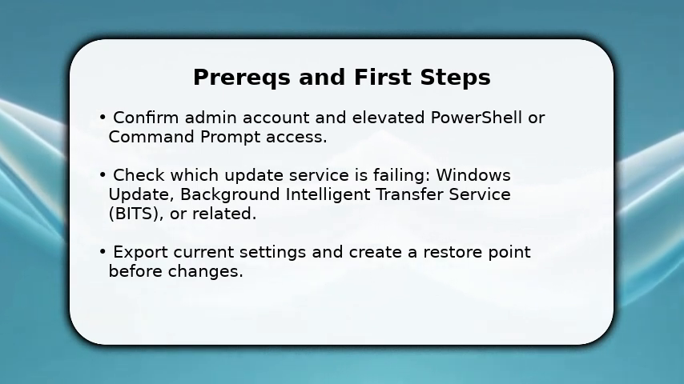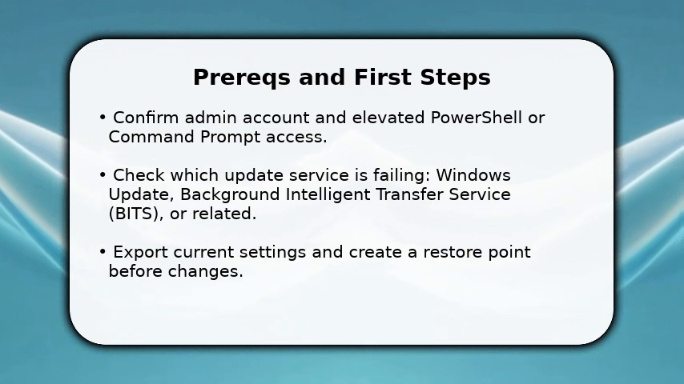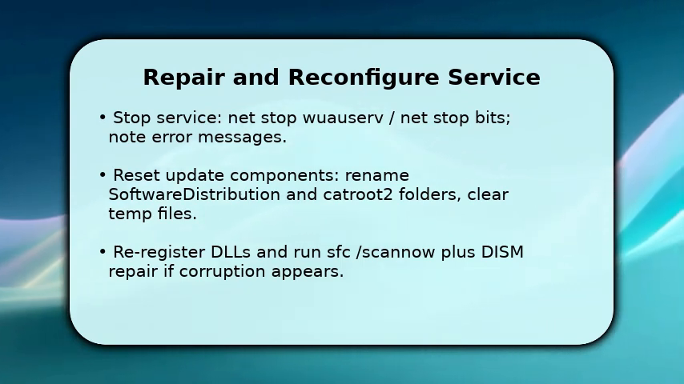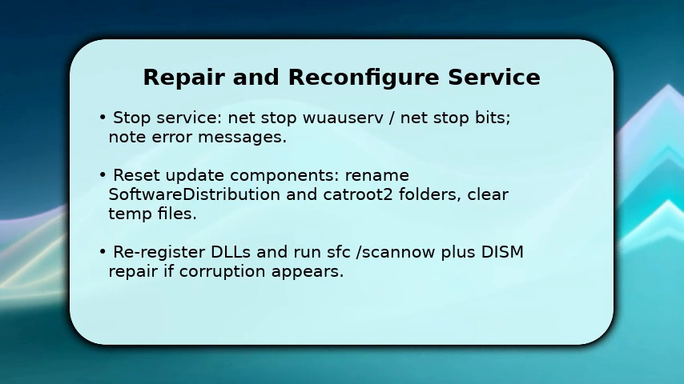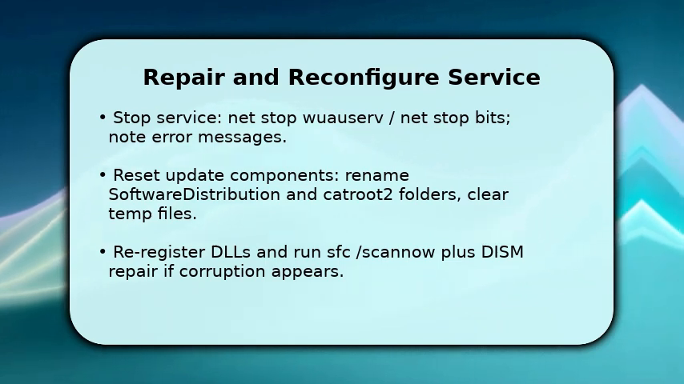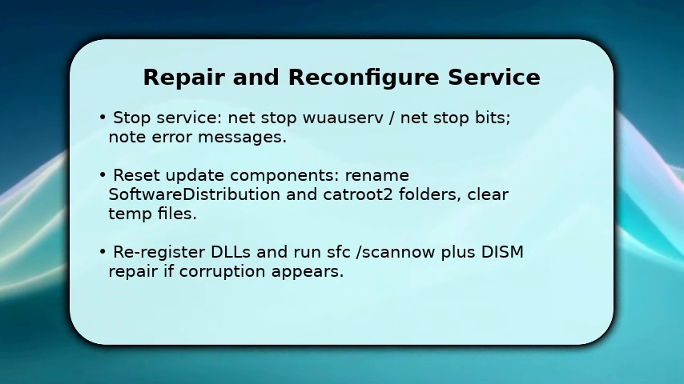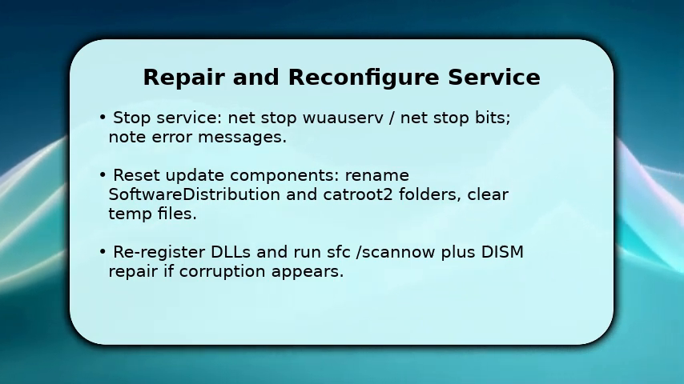Now, stop the failing service to prepare for repair. You stop the service with explicit commands and note any errors. That feedback guides the next move. Then rename the SoftwareDistribution and catroot2 folders to force rebuilds, and clear temporary update caches so bad files won't reload. This resets the core components.